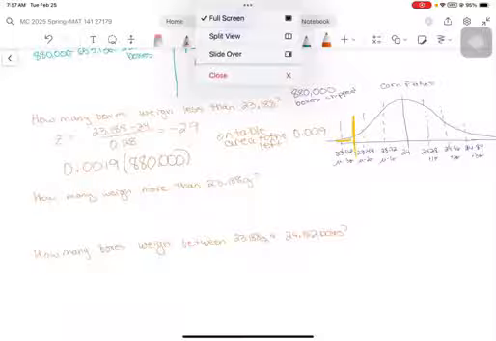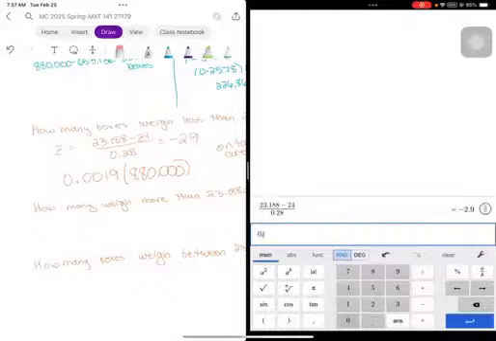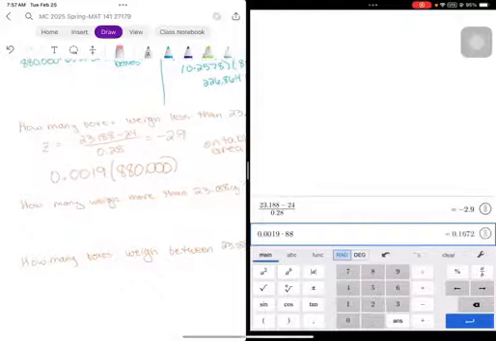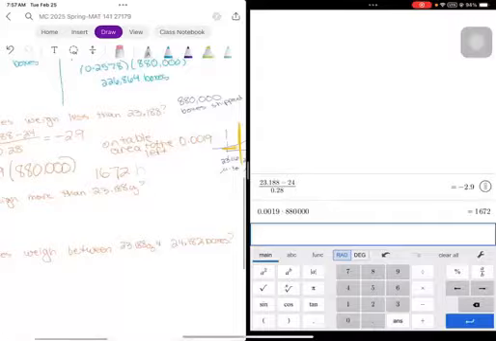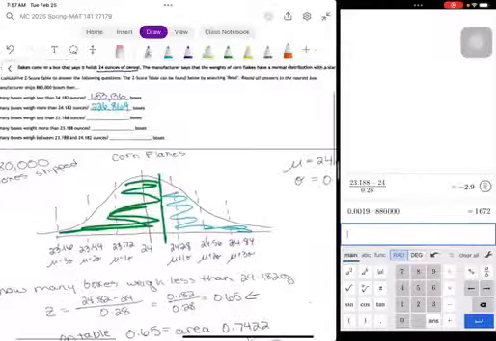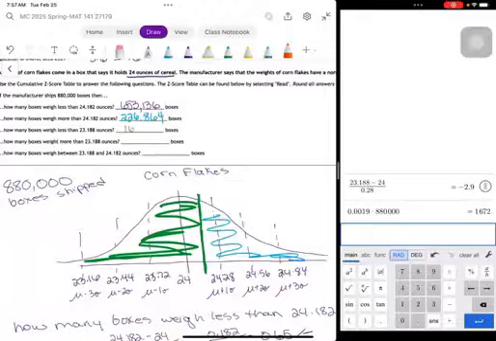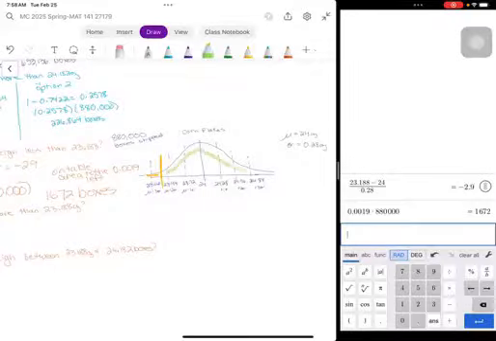Okay, so go back to Desmos. I'm going to take that 0.0019 times 880,000, and I get 1,672 boxes. At this point, you've answered that question up here. 1,672 boxes. But now we need to find the ones on the other side, right? So now we want to find the ones over here. How many weigh more than that?